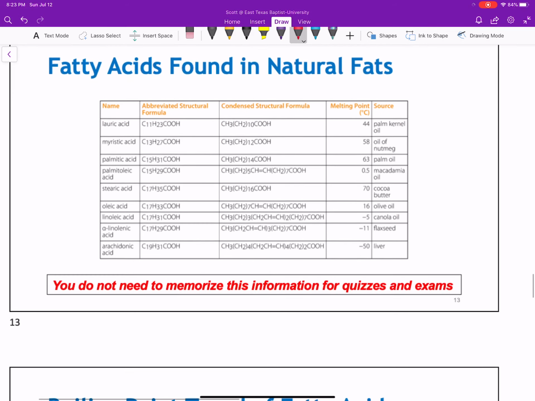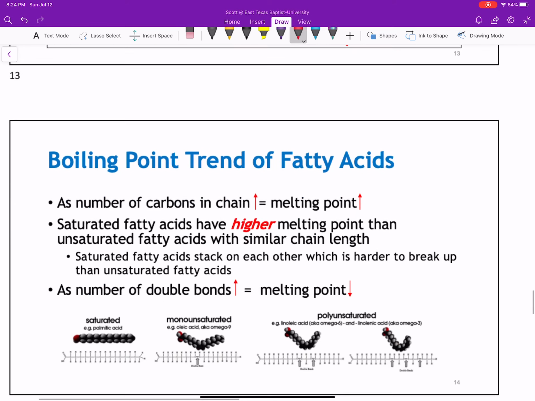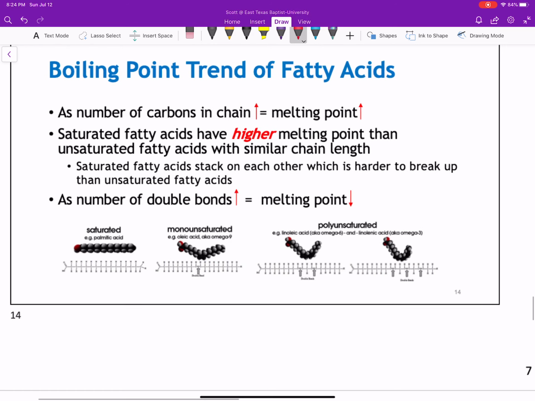Okay, don't memorize this table, but it's just interesting if you want to consult it for nutrition and what you ought to be eating. Boiling point trends, super important. As the number of carbons in the chain increases, the melting point increases. And that's the same trend you saw with the alkanes and the alkenes and the alkyne boiling point trends. The longer the chain, the higher the melting point. Saturated fatty acids have a higher melting point than unsaturated fatty acids with similar chain lengths.